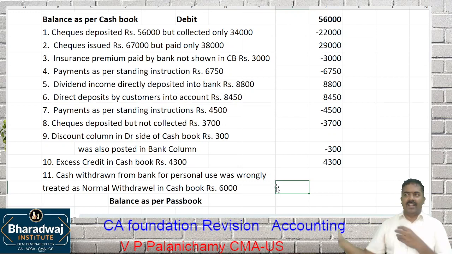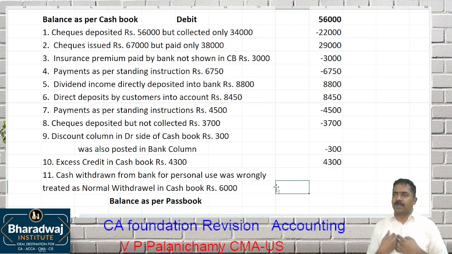Once again, I have taken the money from the current account for my personal purpose. What is the correct entry? Drawings to bank account. But what is the wrong thing they have done? Cash accounted out to bank account.